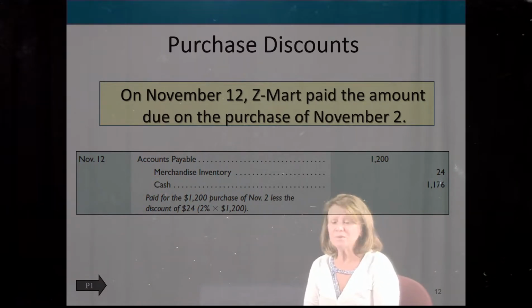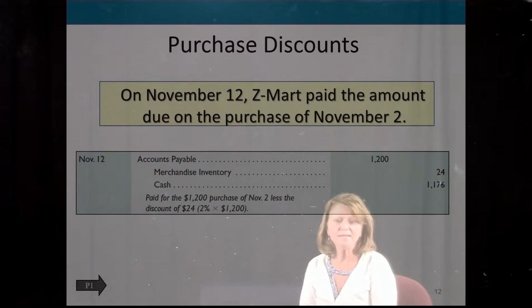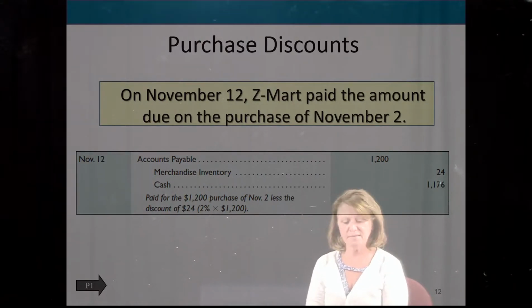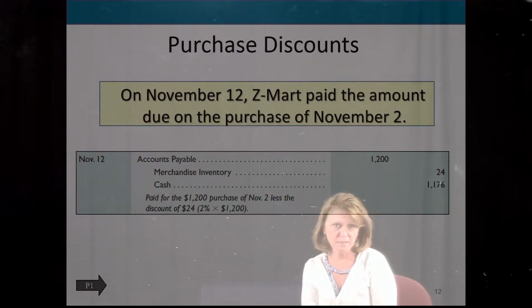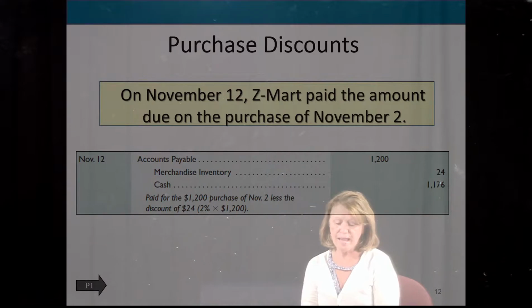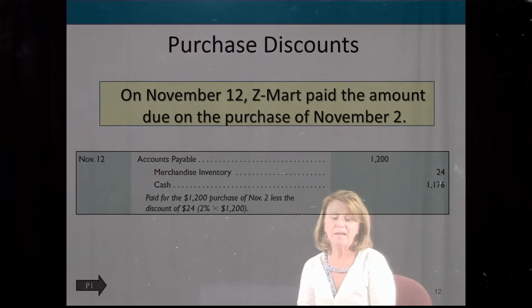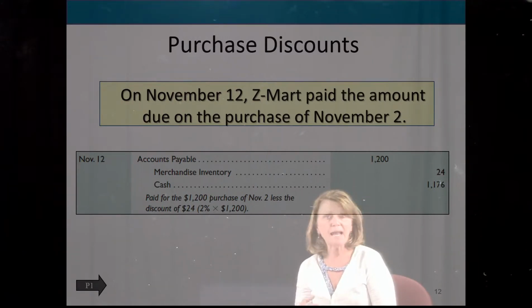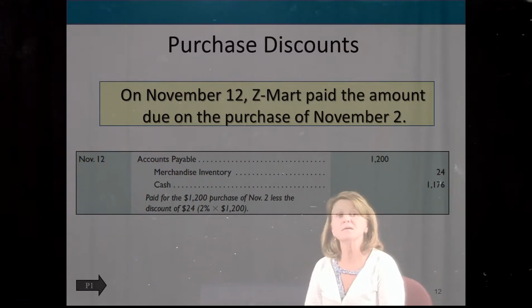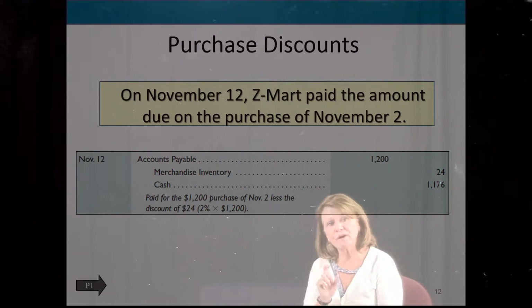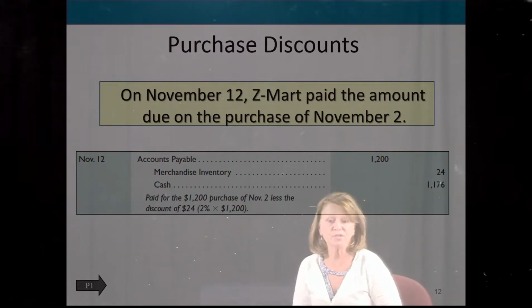So the cost of merchandise in a company is everything that it costs them to get it to the floor to sell. So if you have the cost of the merchandise, if you have a purchase return, if you have a discount, it comes off the cost of merchandise. If you pay shipping, it adds to the cost of merchandise. So all those different factors go into the cost of your merchandise.